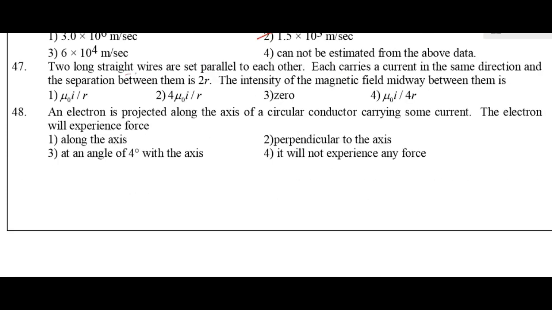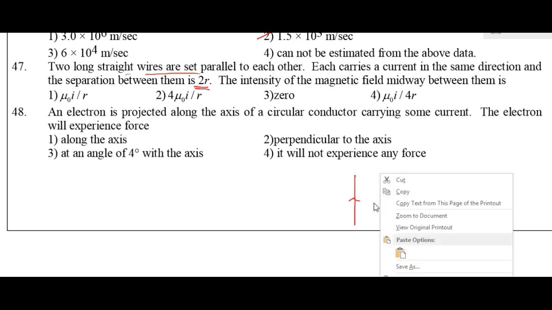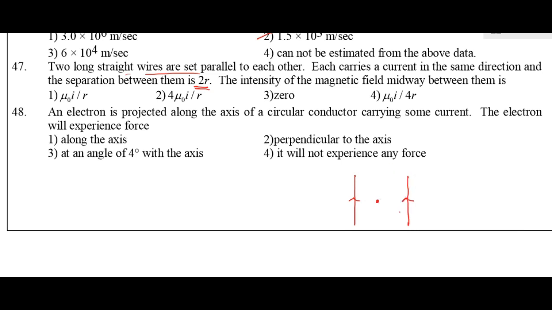Two long straight wires are set parallel to each other. Each carries a current in the same direction, and the separation between them is 2R. The intensity of magnetic field midway between them is. Now this is one wire and this is another wire. The midway between them is.